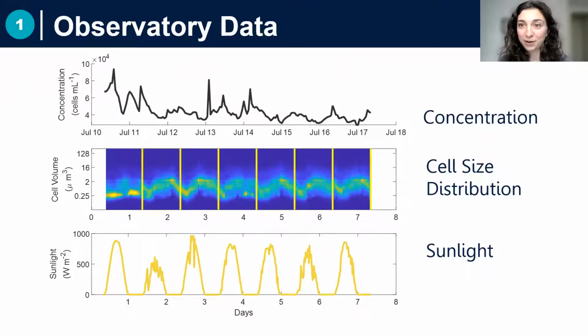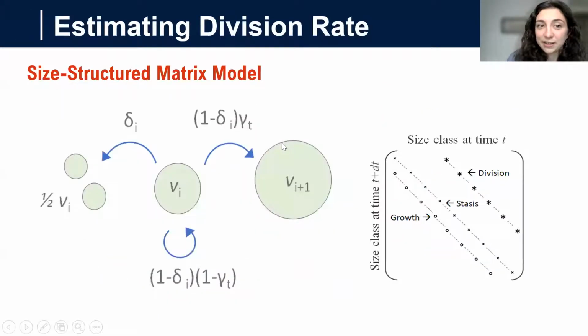So embedded in this size distribution information is information about their reproduction. We just need to figure out how to extract it. And we can do that using a size structured matrix model. So here's our model where we bin Synechococcus cells into groups by volume, and we allow them to either grow into a larger volume class or divide and produce 2 cells of half the volume, or they can stay in the same class.